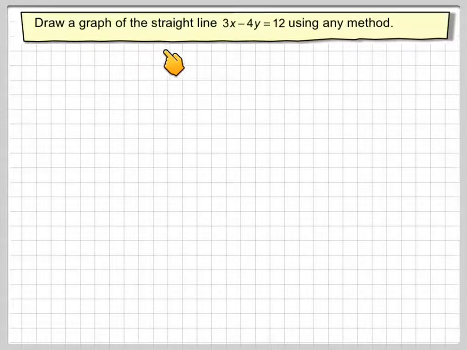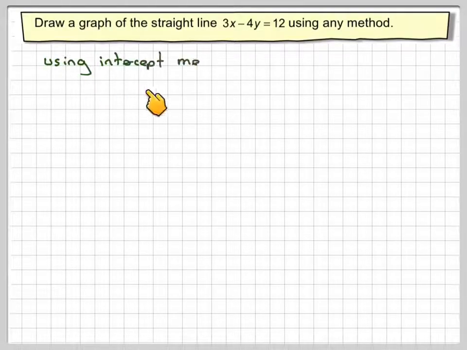Says draw a graph of the straight line 3x minus 4y is equal to 12 using any method. So in this video I'm going to show you how to use two different methods. The first method we're going to use is the intercept method, which is probably the preferable method when it's written like this. So for the x-axis, y is equal to 0.